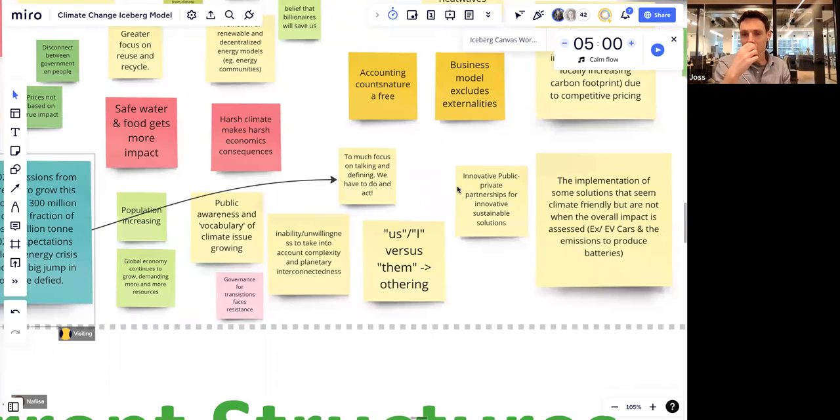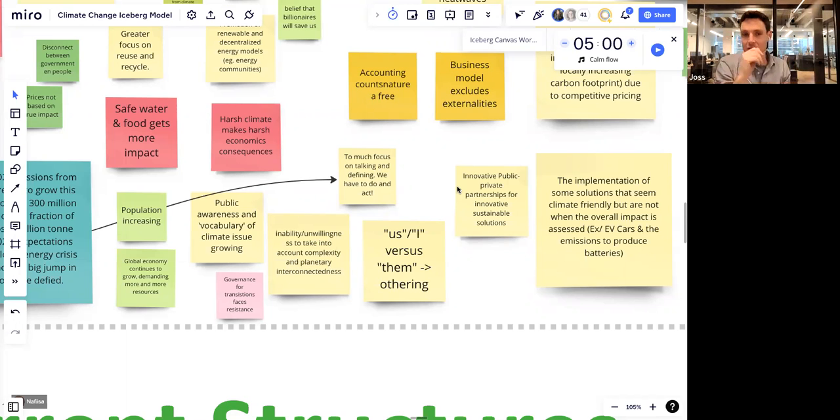Innovative policy, innovative public-private partnerships for innovative, sustainable solutions. I versus them, other. Inability, unwillingness to take into account complexity and planetary interconnectedness. Public awareness and vocabulary of climate issues growing. Yes, certainly is. Population increasing, global economy continues to grow, demanding more and more resources.